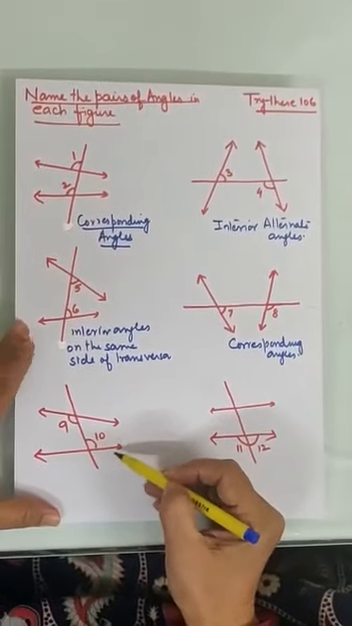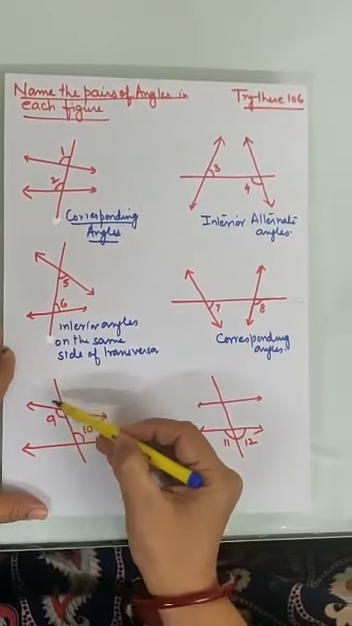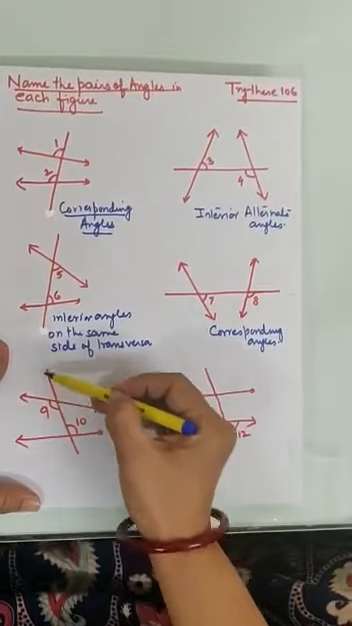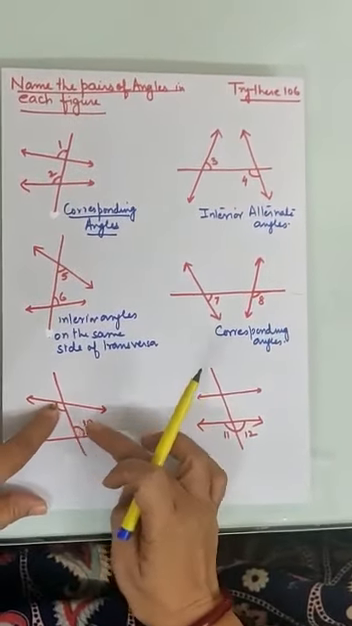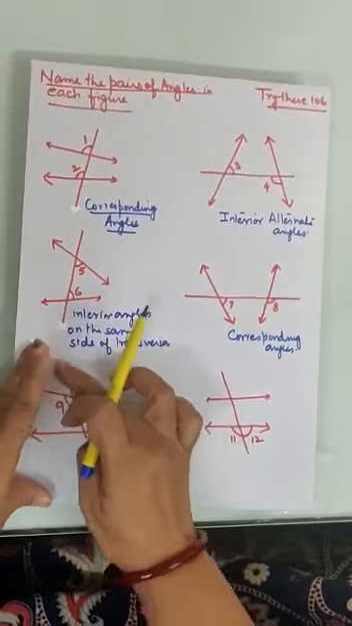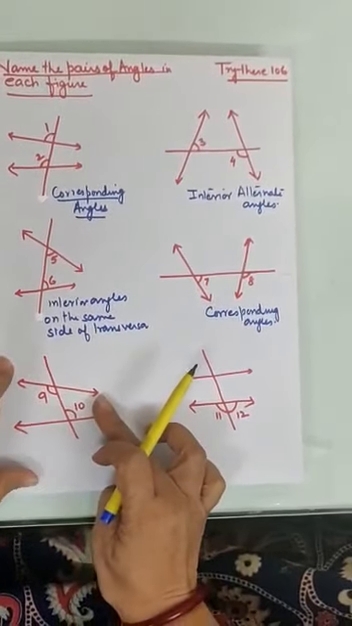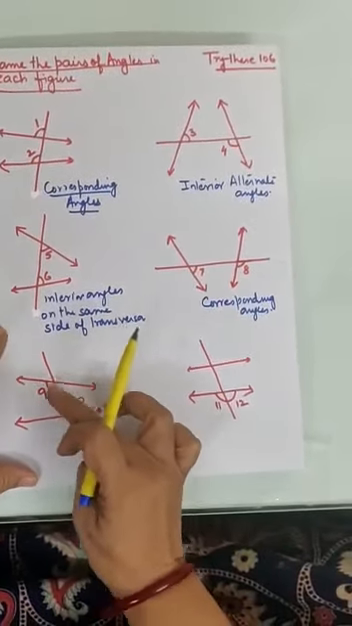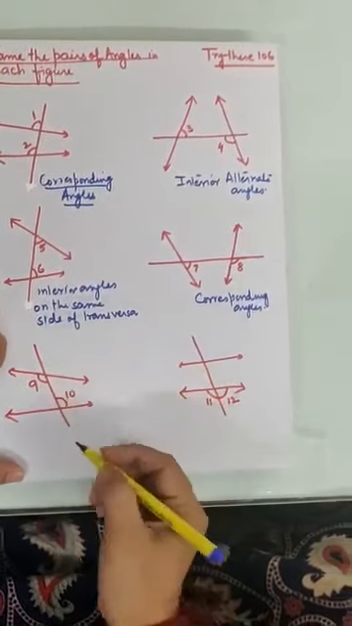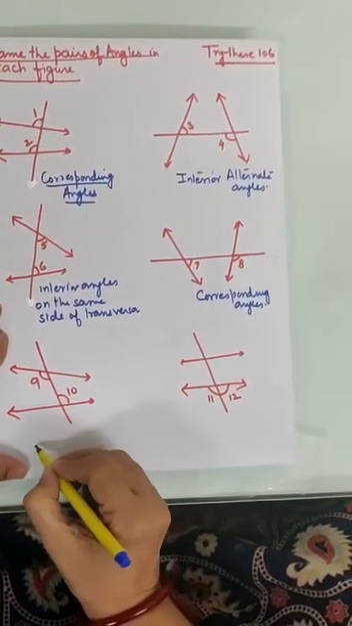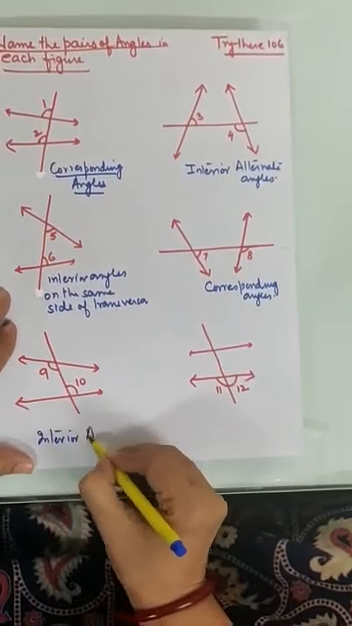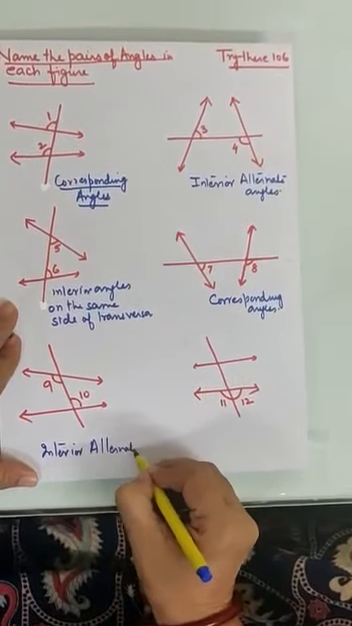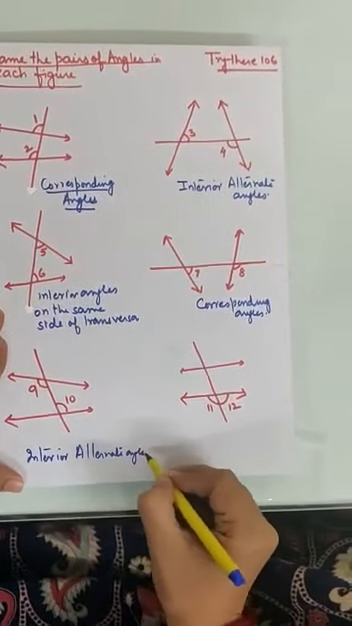Now in this part you see these two are lines. They are cut by the transversal. Now see angle 9 and angle 10. They are on opposite side of the transversal. Transversal is this. One is this side, one is this side. Both are interior angles and they are not forming linear pair. So we say here they are interior alternate angles.